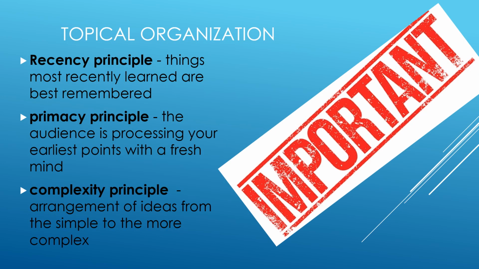If all these other ways we've talked about don't really apply or you don't think that they're going to be the best, you can go with the topical organization. And topical organization just kind of looks at the natural divisions of an idea. You might use one of these principles in trying to organize your ideas under topical organization: the recency principle, the primacy principle, or the complexity principle. Which one you use and how you organize things is up to you. And I'll go over what each of these means.